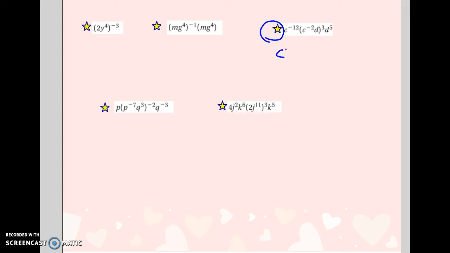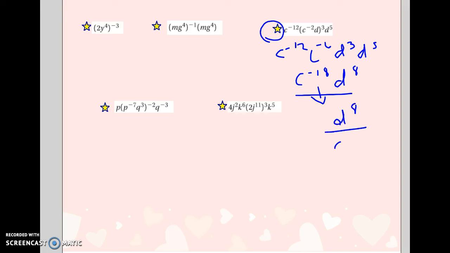So we have c to the negative 12 on the outside, that stays, but we need to apply that 3 to everything on the inside. So now it's going to become c to the negative 6, d to the 3rd, and then there's a d to the 5th on the outside. Now we can combine our c's, so we get c to the negative 18 and d to the 8th. And then we don't want negative exponents, so that c is going to come down, and we end up with d to the 8th over c to the 18th. Okay, go ahead and try the other ones. Pause so that you can do the problems without seeing the answers.